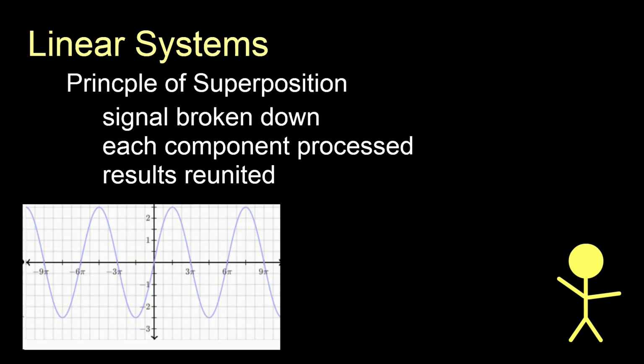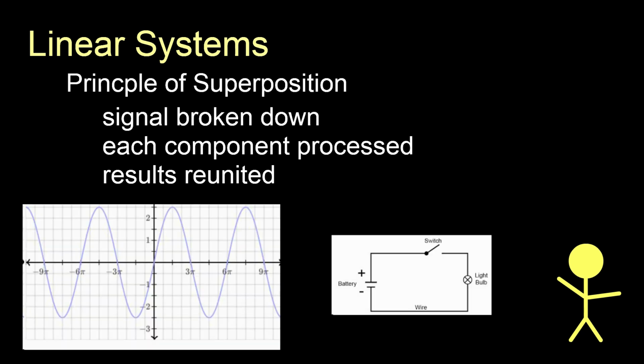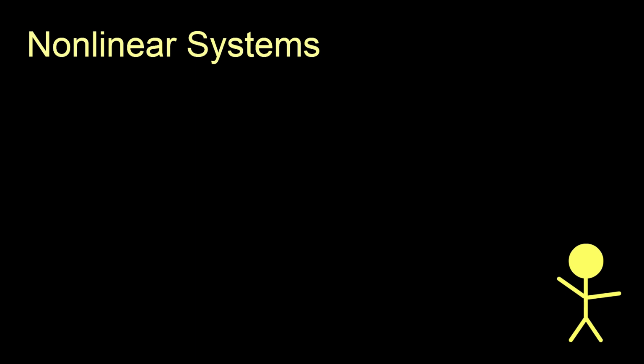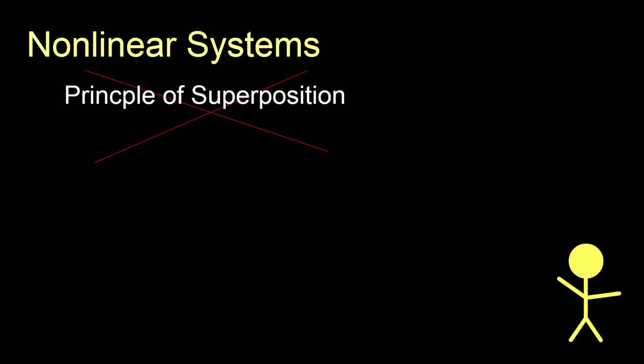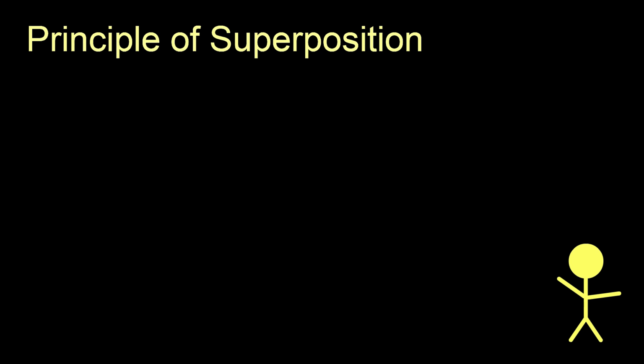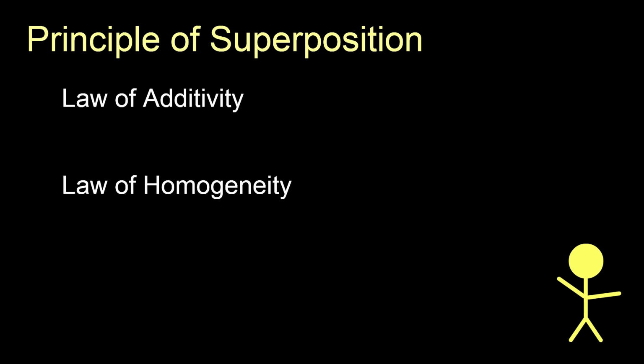Examples of linear systems include waves, electrical circuits, and a null system. Nonlinear systems, on the other hand, are systems that don't follow the principle of superposition. Examples of these include the power and voltage in a resistor, electronic distortion, etc. Let's go deeper into the principle of superposition. It has two parts, law of additivity and law of homogeneity.